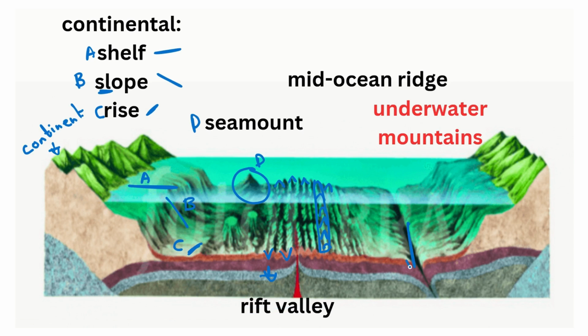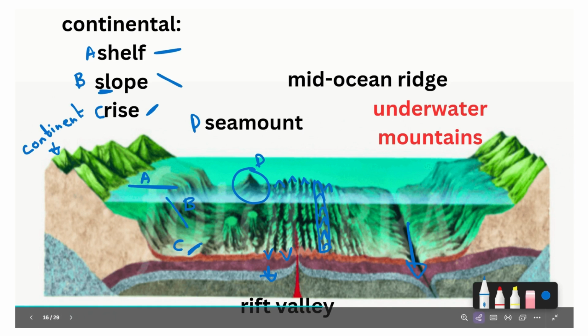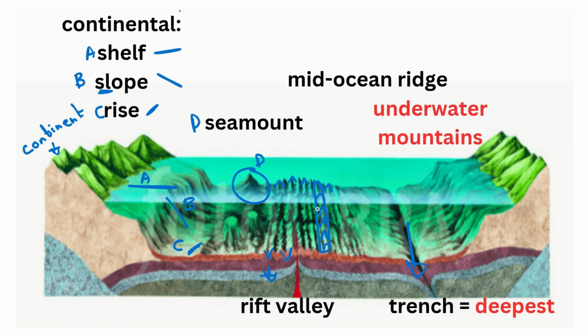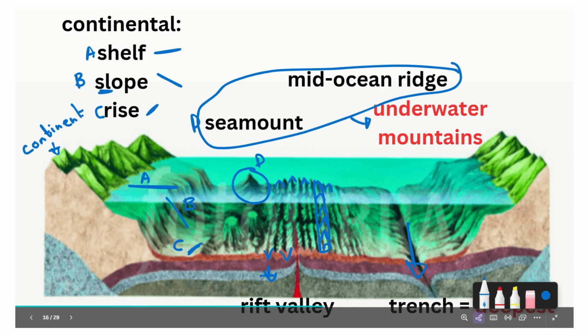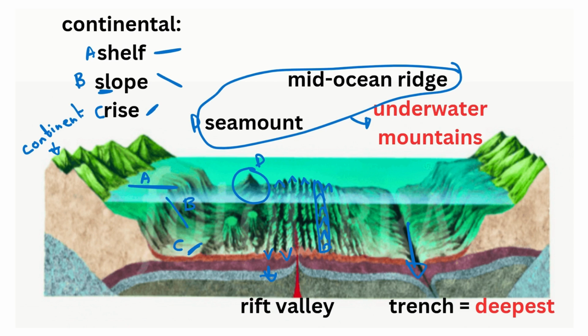Over here is the deepest part of the ocean, and we call that the trench. The trench is the deepest part of the ocean. Our underwater mountains are seamounts and mid-ocean ridges. And our rift valley is a valley inside of the ocean.